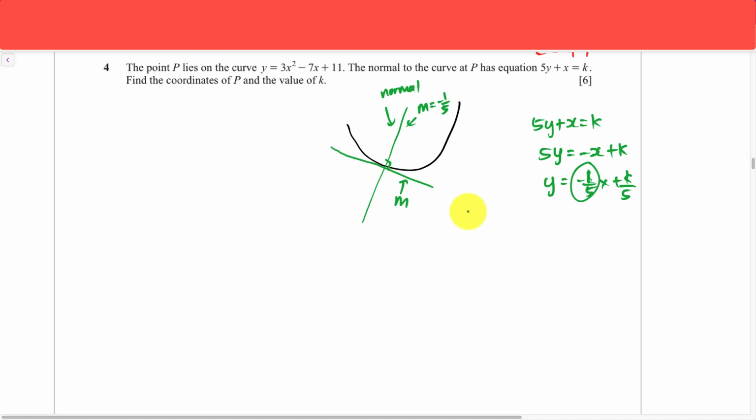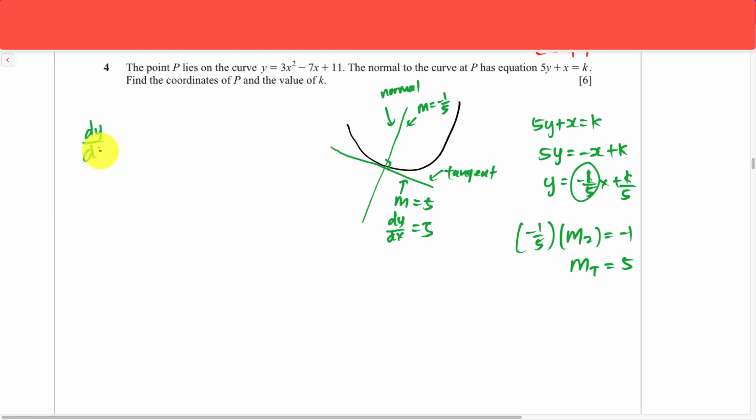So I can easily get the gradient of the tangent here. This line will be the tangent. The product of the gradients of the tangent and normal will always equal negative 1. So you just do m1 times m2 equals negative 1. You can get the gradient of the tangent over here as positive 5. So therefore, I know the gradient of the tangent is 5, and the gradient of the tangent actually means dy/dx. So dy/dx equals 5. You must understand this one.